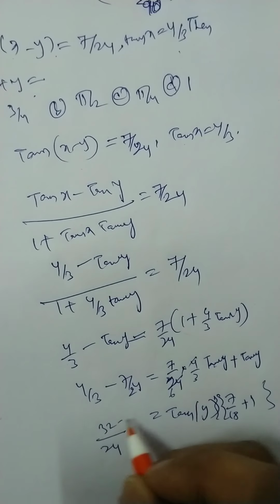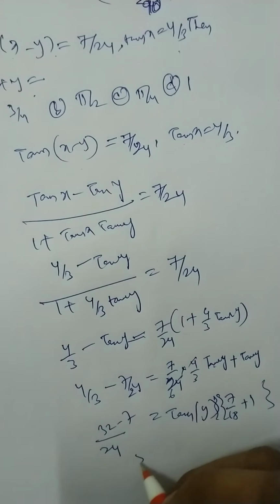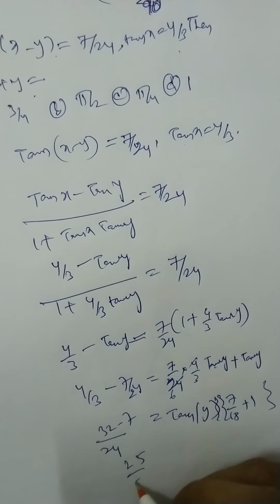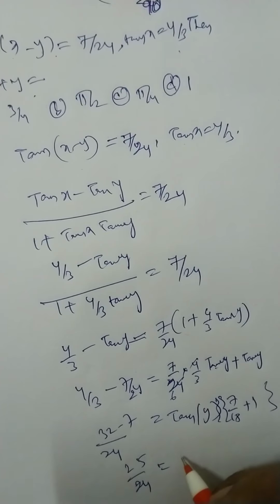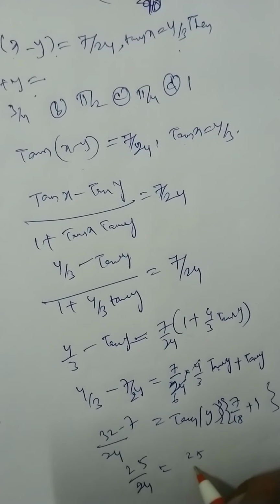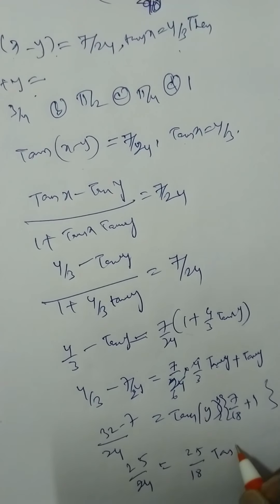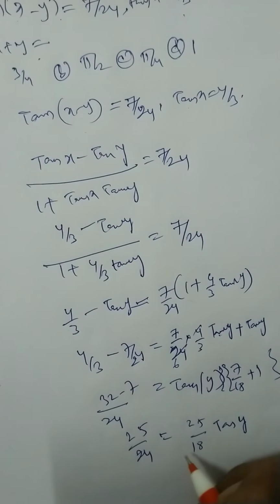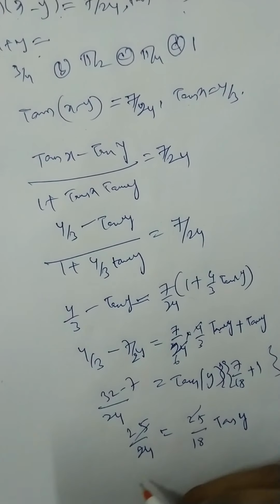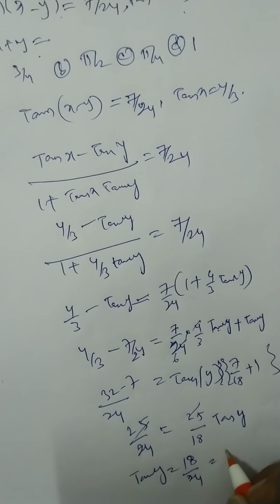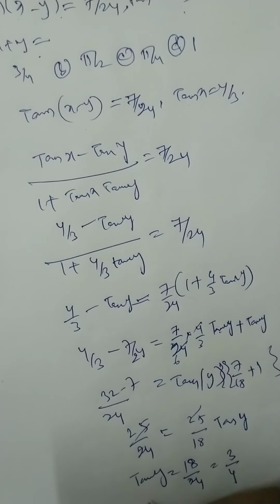So 8 4s are 32, 24 1s are 24, we get 7. So the total value here is 32 minus 7, so we get 25 by 24 is equal to 25 by 18 into tan y. Simplifying this, 25 gets cancelled. Tan y is equal to 18 by 24. So this is 3 by 4. Tan y value is 3 by 4.